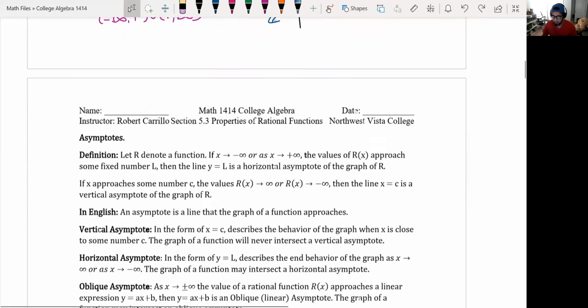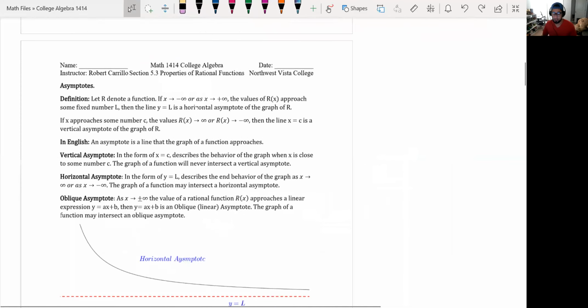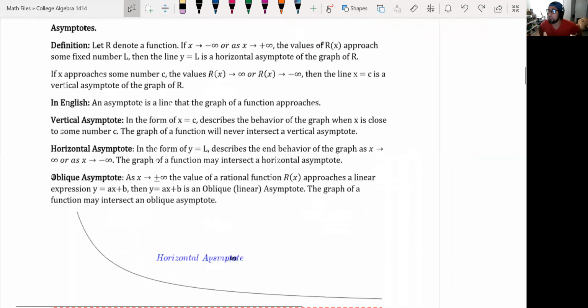Okay, now a humongous page of definition. Now we get into the definition of asymptotes. Ooh, look at this fancy definition. Let R denote a function, a rational function at that. If x approaches negative infinity, or as x approaches positive infinity, the values of the function r of x approach some fixed number L, then the line y equals L is a horizontal asymptote of the graph of R.